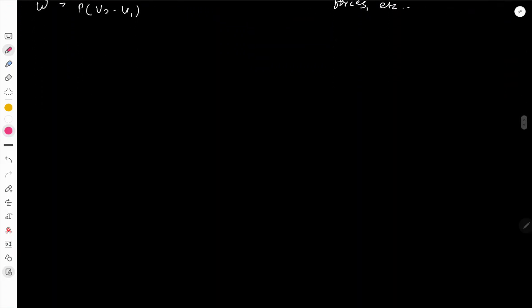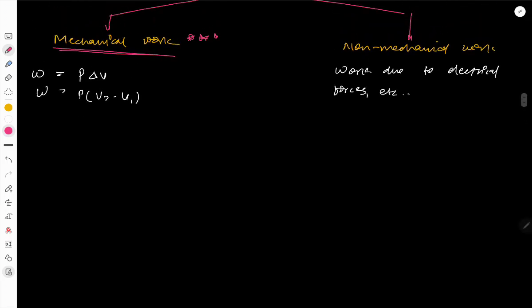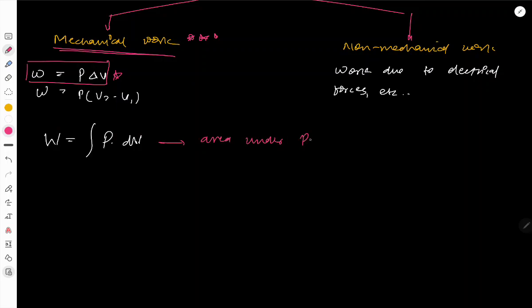Let us now understand that P delta V, this equation is going to be our life for thermodynamics. How is this equation derived? Work done is equal to integral of P times dV. So what does this indicate? This is the area under the PV curve.